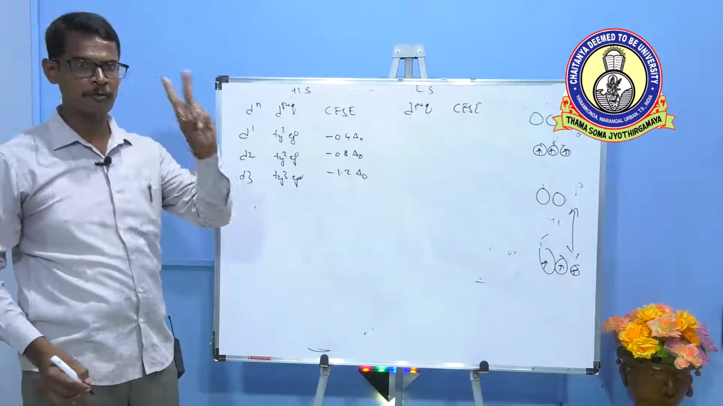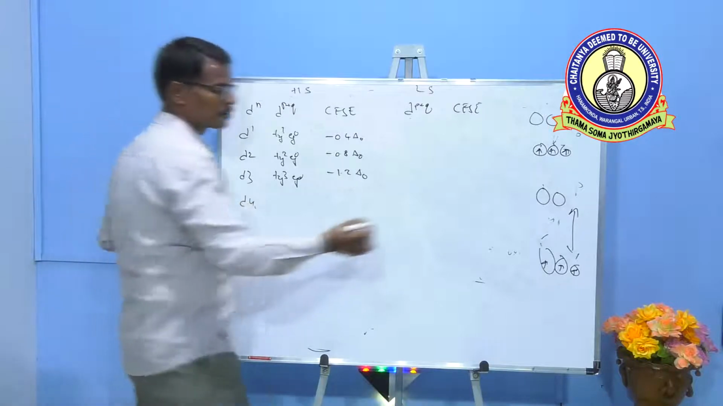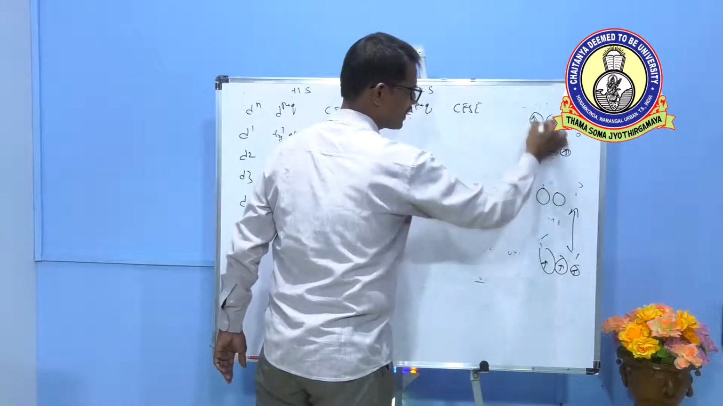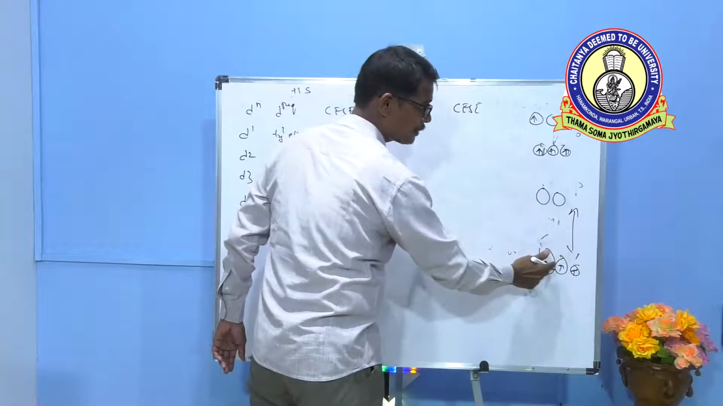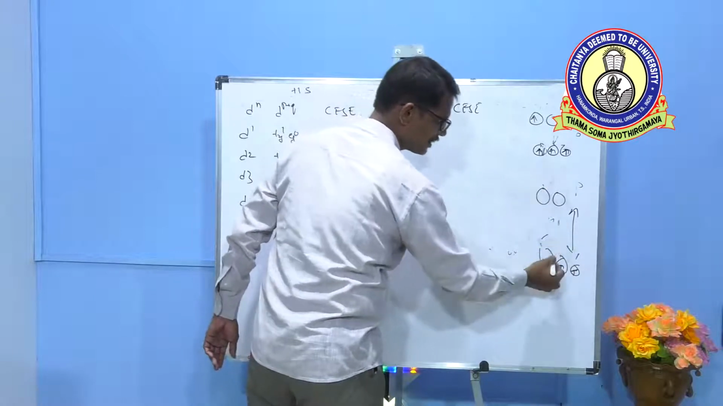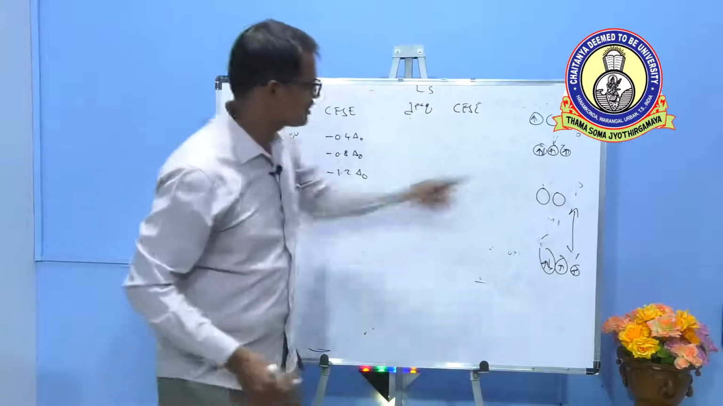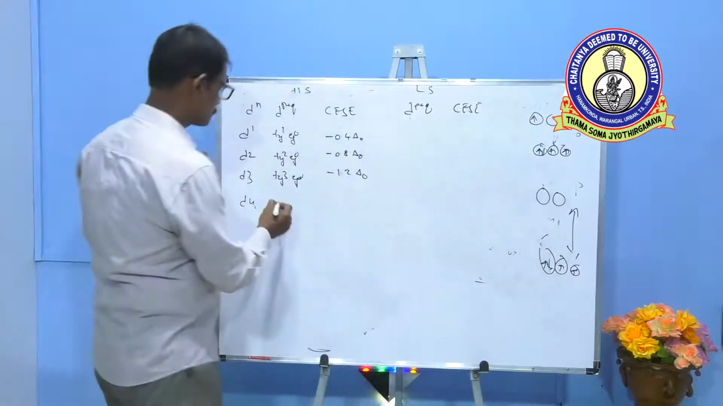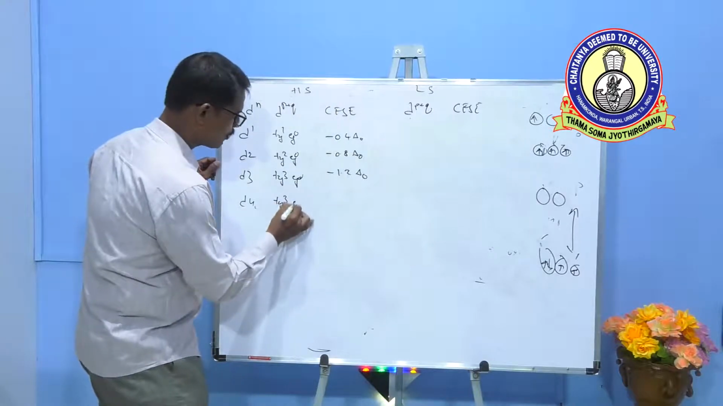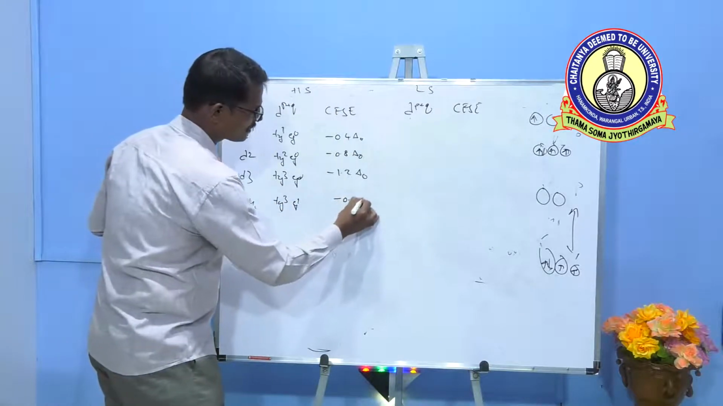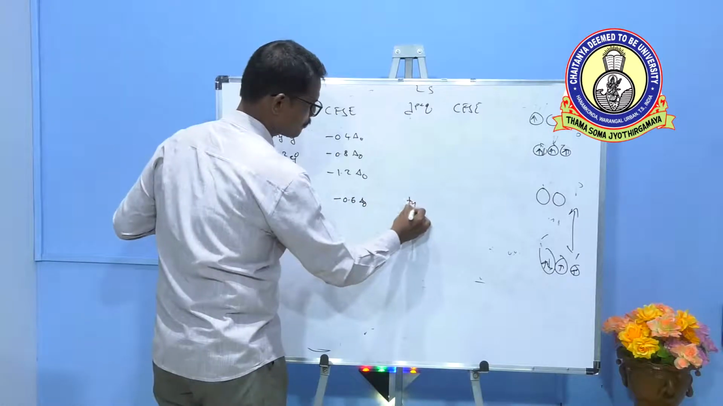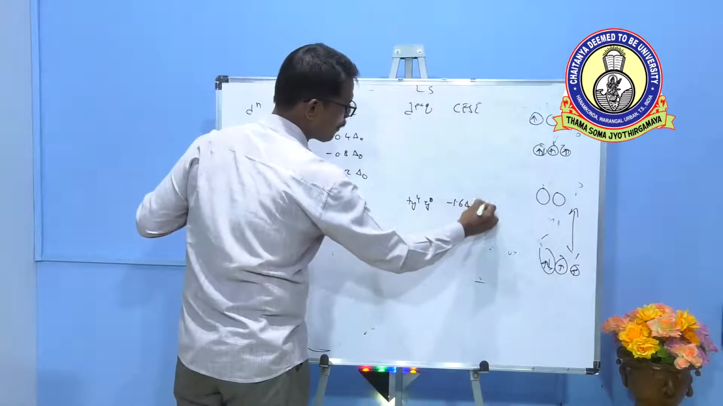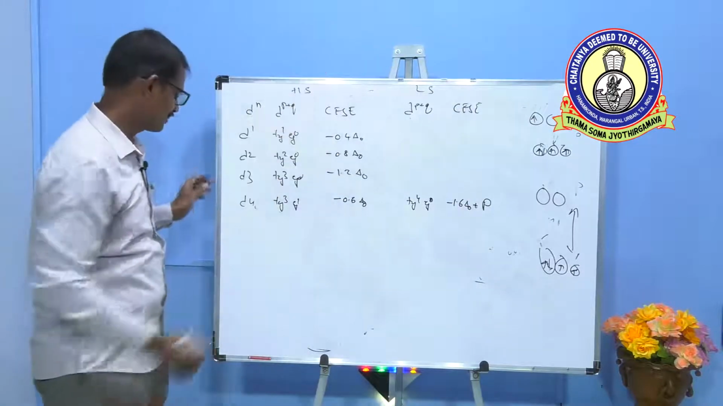At d4, two things happen. In the high spin case, the electron goes to the higher energy orbital. In the low spin case, the electron is not going to higher energy, it is paired. Now the change is there. This is t2g3 eg1, and this is t2g4 eg0. So t2g3 eg1 gives minus 0.6 delta O. Here t2g4 eg0 gives minus 1.6 delta O plus 1 pair.